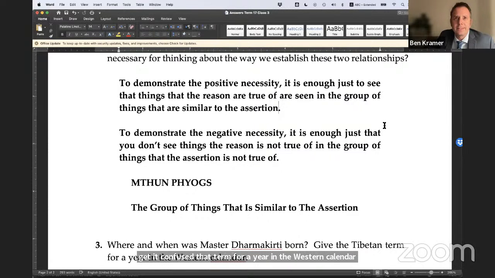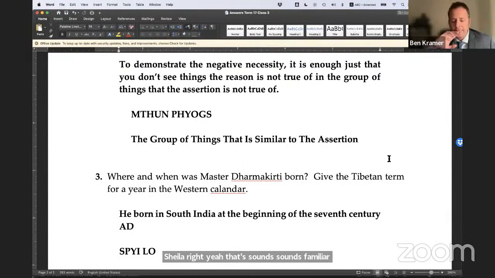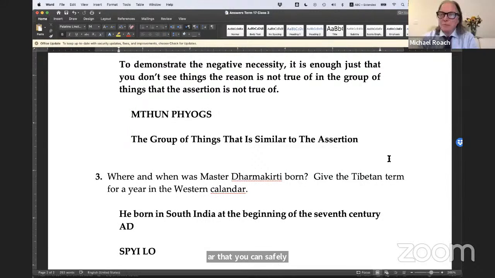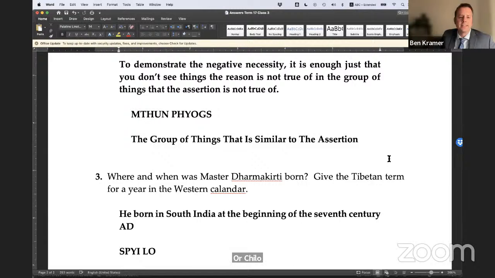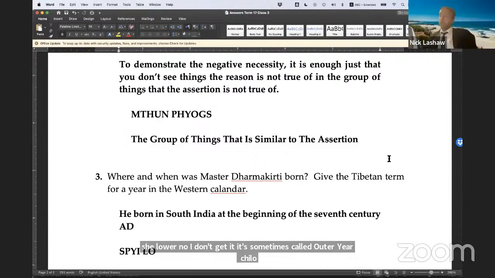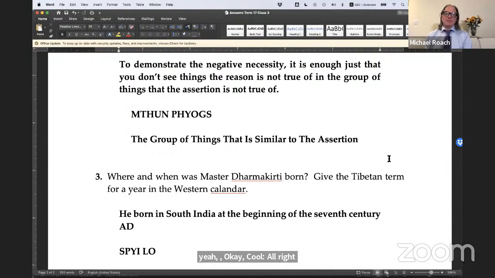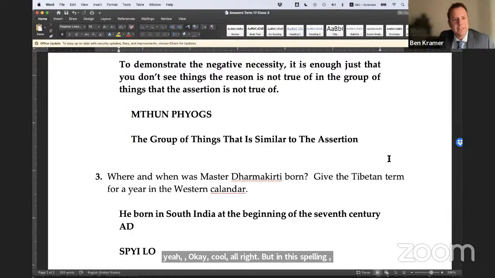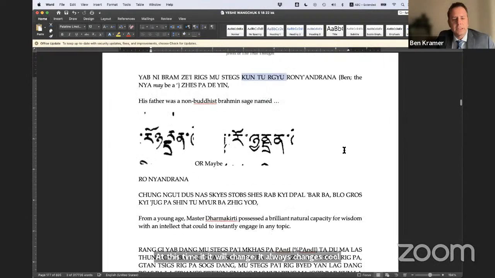Chilo? Right. Yeah, that sounds familiar. By the way, I wrote that down. It's a word which you can safely mispronounce. Say whether you say chilo or chilo. It's sometimes called outer year, chilo. Oh, sometimes it's called general year. Oh, interesting. You see both. Okay. Cool. In this spelling it's ambiguous. This one means outer, but you could do it to mean general. Generally accepted calendar in this world at this time. It'll change. It always changes. Cool. They will take things from Tim's birth later.